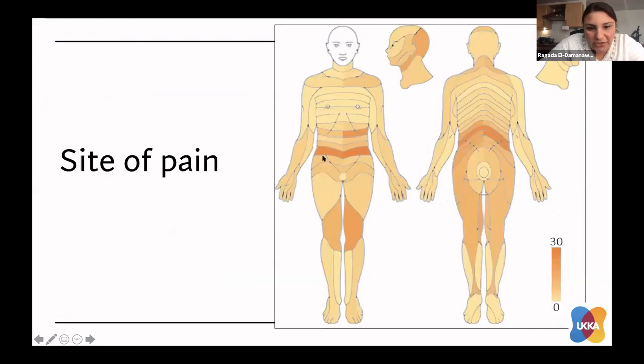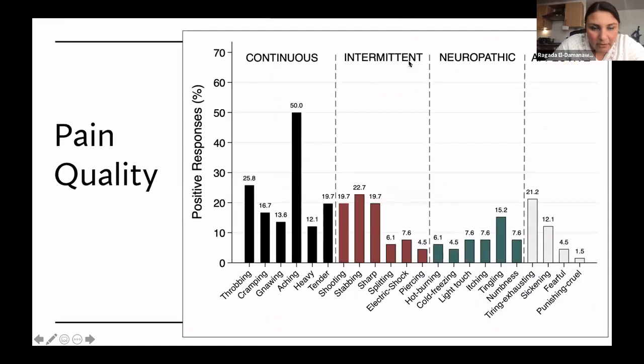When we looked at the site of pain, as you would expect, lower abdomen, a lot of lumbosacral discomfort, pain in the knees, which is unsurprising, but also in the back of the head and neck. So quite widespread, I would say.